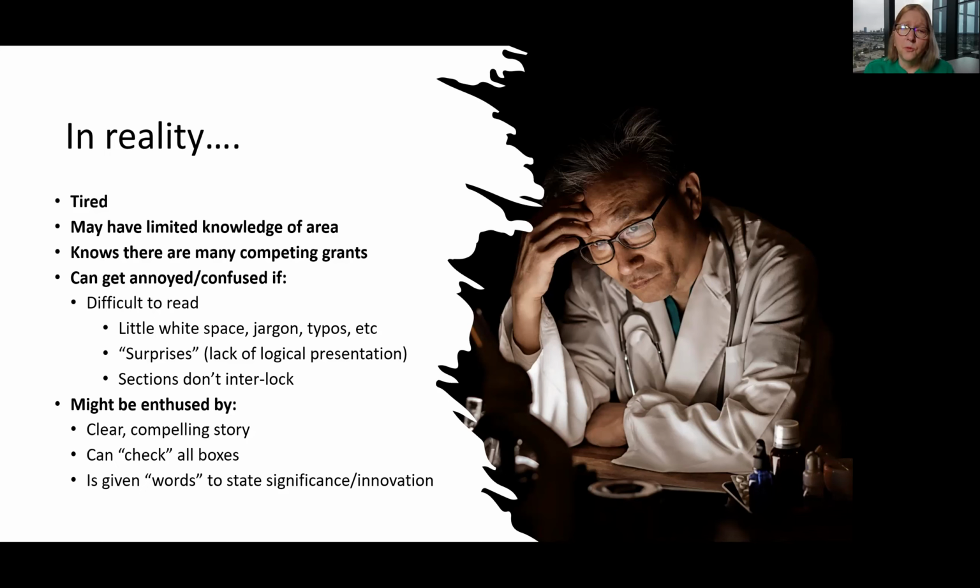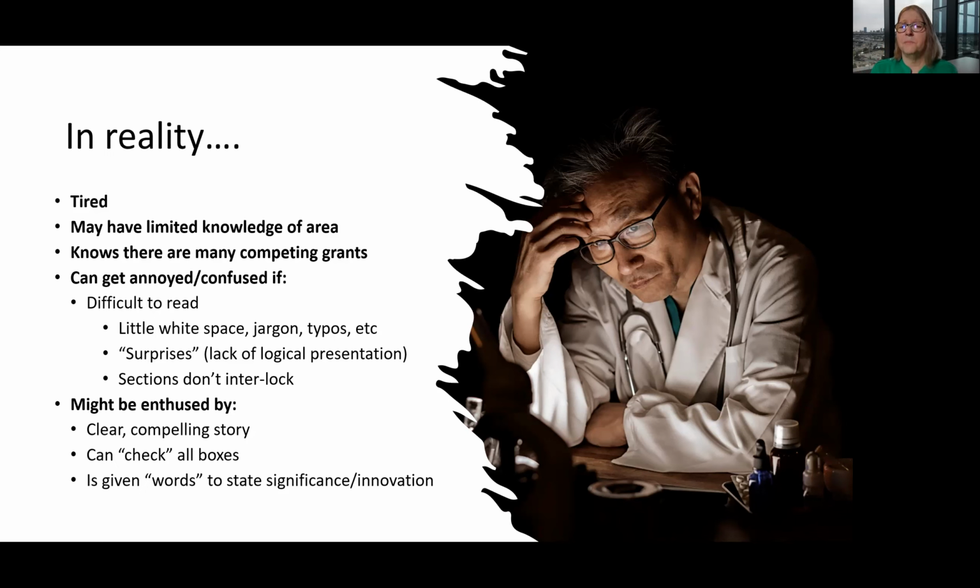So you want to avoid confusing or annoying the reviewer. Make it easy to read by using appropriate language, but also appropriate formatting with enough white space.